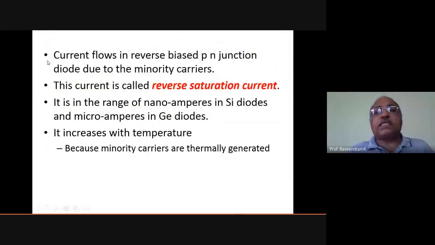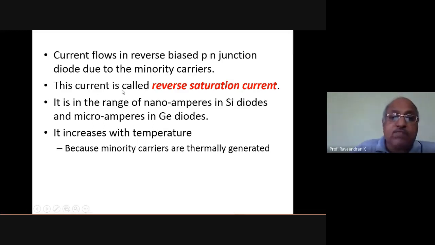Current flow in a reverse biased PN junction diode due to the minority carriers is called reverse saturation current or leakage current. If the leakage current is increased more and more, what happens? There is a limit for the applied voltage, the peak inverse voltage, beyond which the diode PN junction will get damaged and a very large current will flow in the reverse direction.